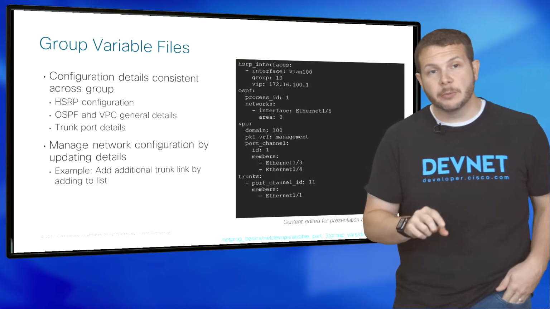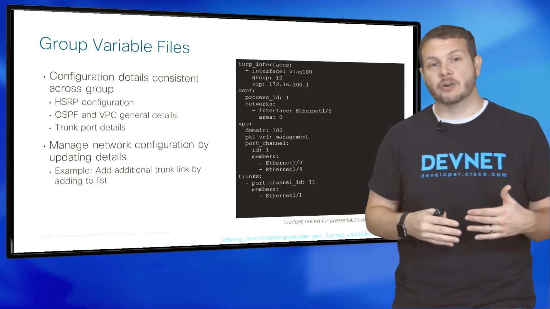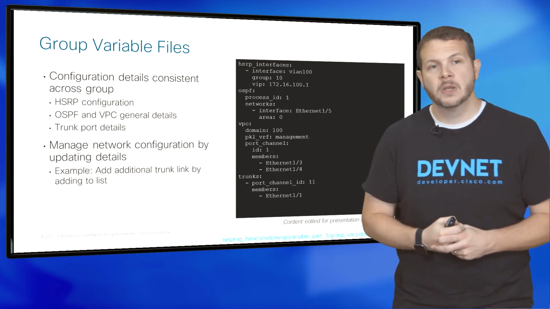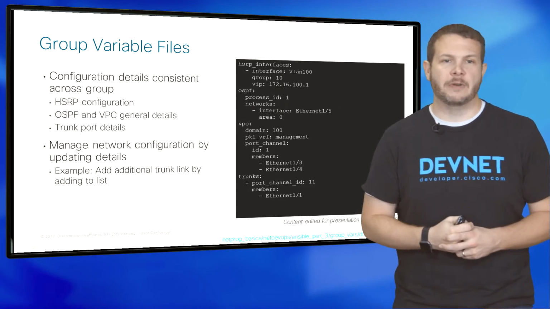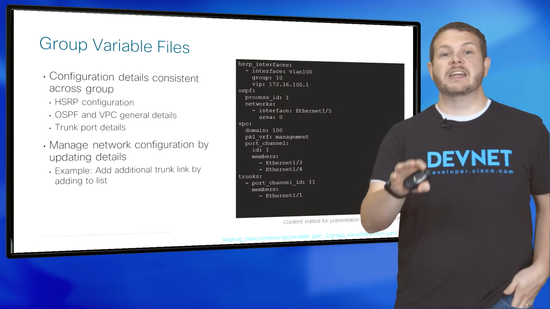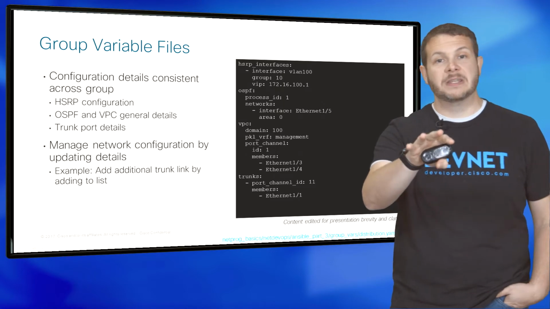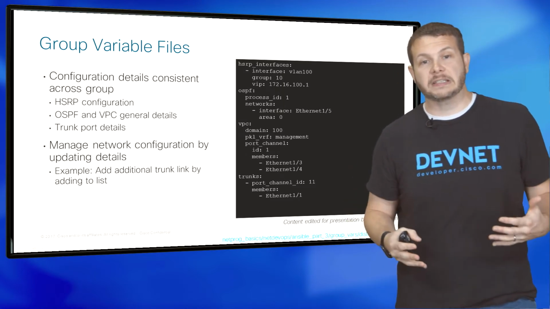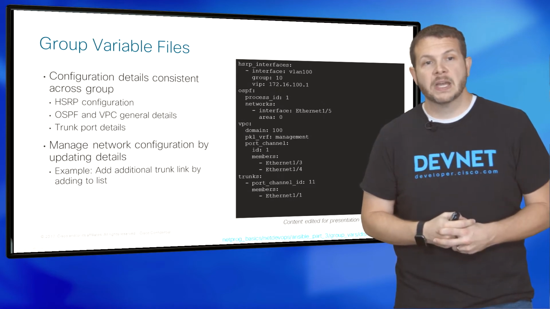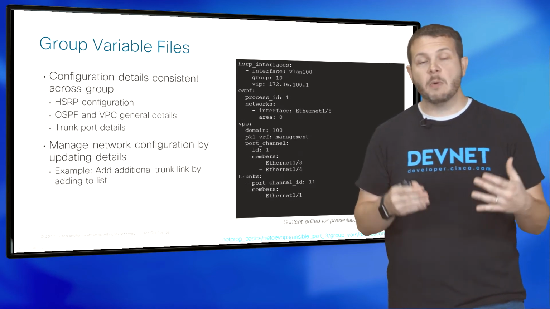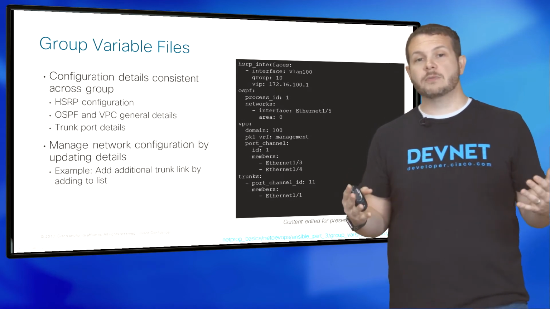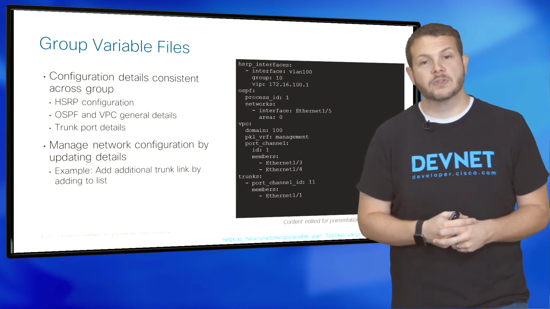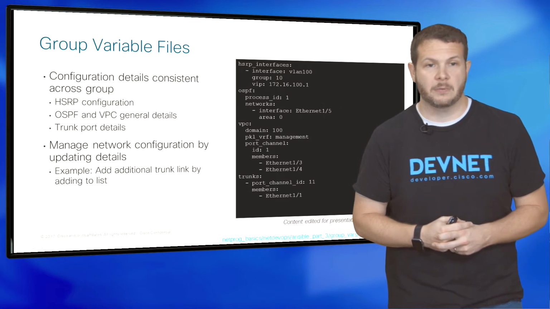For group variables, or things that are consistent across an entire group, so distribution as a group for an example, we can apply those inside of these group variable files. So here we can see our HSRP configuration. That'll be the same on all the distribution switches. OSPF general details, as well as trunk port details because we want consistency. All of our distribution switches should be using the exact same port channels and members so that we've got good consistency across the network.